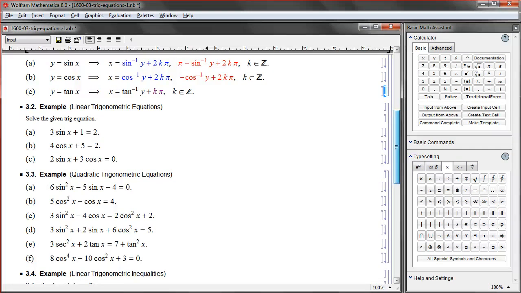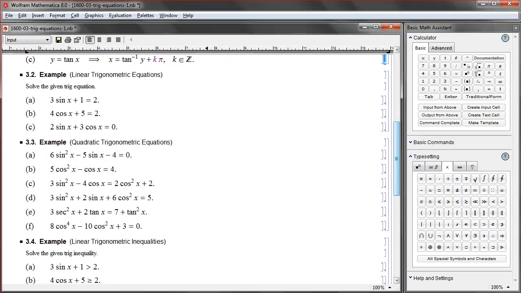Okay, do we have some time for example problems? Looks like we'll have time for one. We have 3 standard problems here: sine problem, cosine problem, and tangent problem. We have time for only one problem, so let's just go ahead with sine problem.